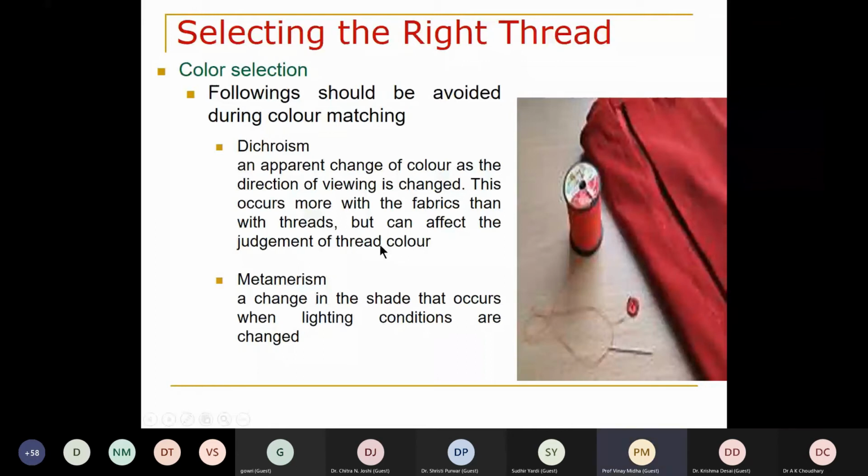Then the second thing is metamerism. Metamerism is a change in the shade that occurs when the lighting conditions are changed. So we should select and match the sewing thread accordingly in natural light.